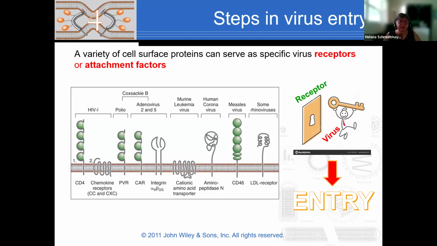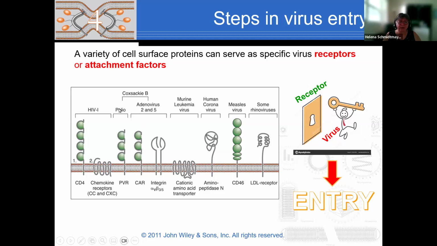For example, adenoviruses first bind to CAR, the Coxsackie adenovirus receptor, which is also an immunoglobulin-like receptor, and only upon binding CAR can they bind to integrin alpha V beta 3-5, and only that one enables entry.